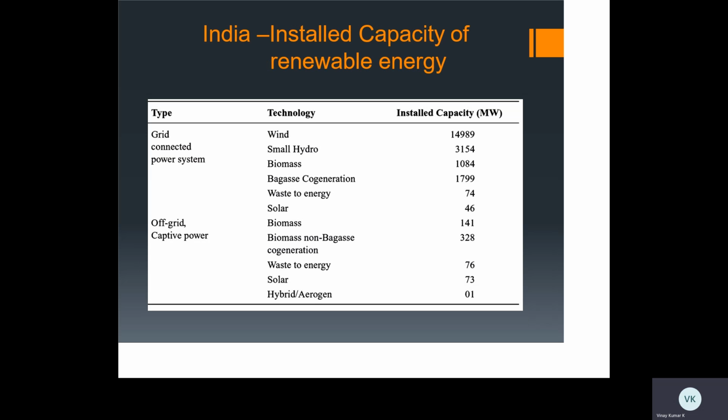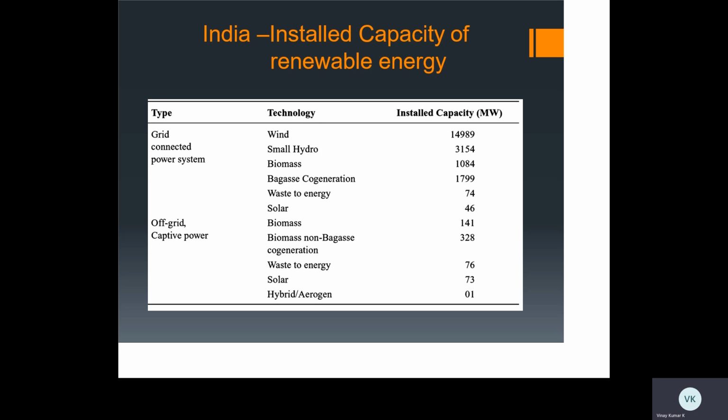The next slide gives the scenario of the installed capacity of renewable energy sources. What are the main installed capacities? That is grid connected power systems and off grid captive power. Mainly in grid connected systems, wind technology covers the maximum part, followed by small hydro, biomass, and bagasse cogeneration. The bagasse is the byproduct from sugar cane. In sugar industries, we can generate this bagasse cogeneration. Then waste to energy, and solar.